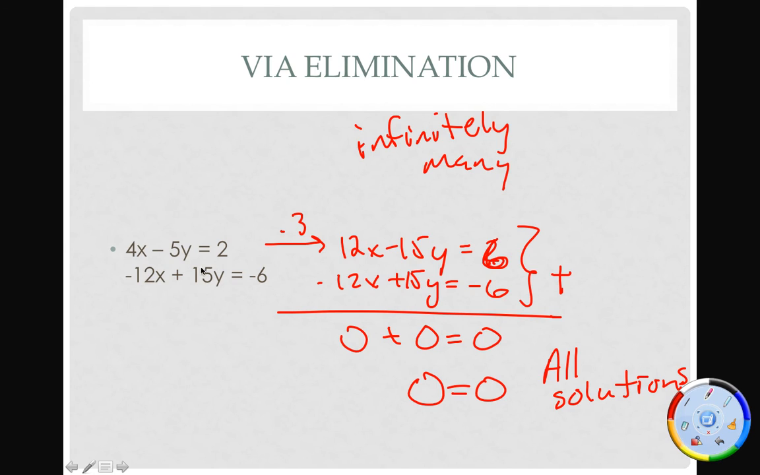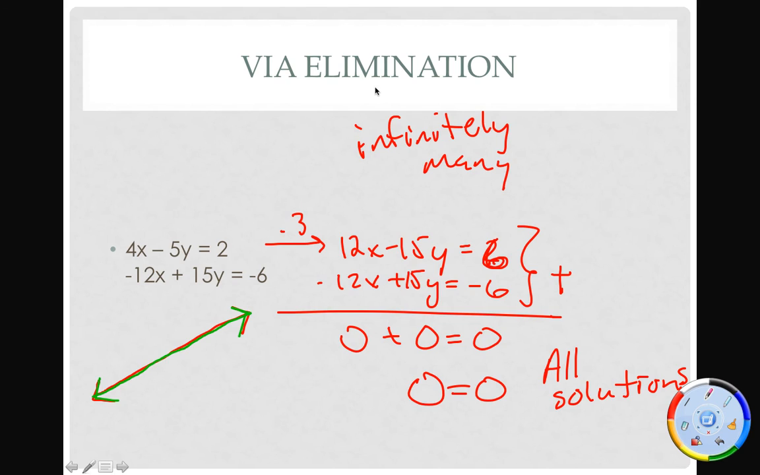Basically saying if you solve this equation for y, this would be the first equation. And the second equation would be this. Because they're exactly the same. They intersect infinitely many times because they are actually the same equation. All right, so that's the elimination method.